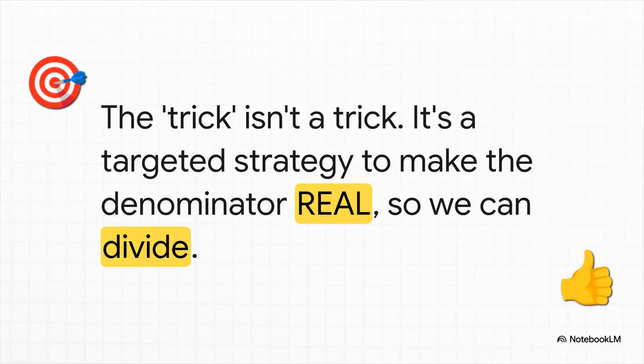So you see, the big takeaway here is that the conjugate method isn't really a trick at all. It's a precision tool. It has one job and one job only, to force the denominator to become a real number. Because once the denominator is a plain old real number, well then, division is easy.